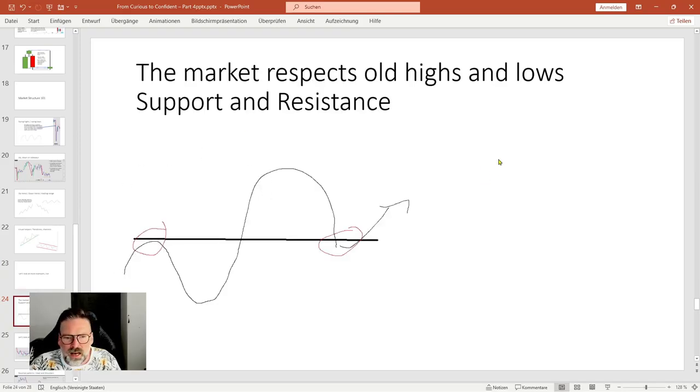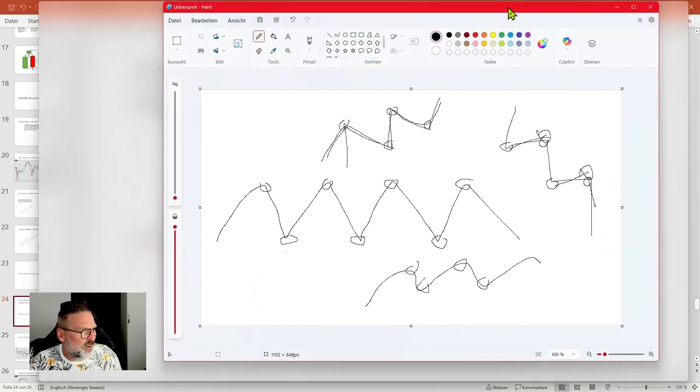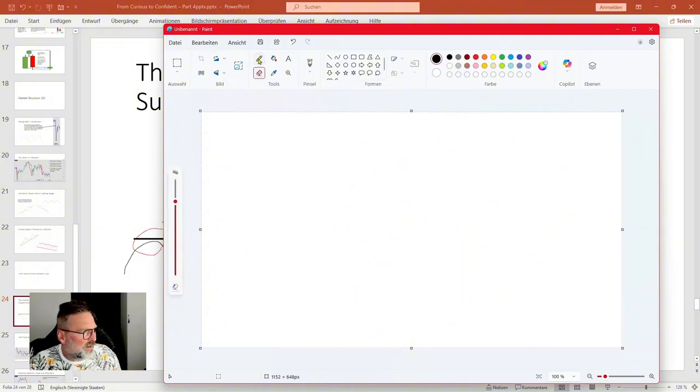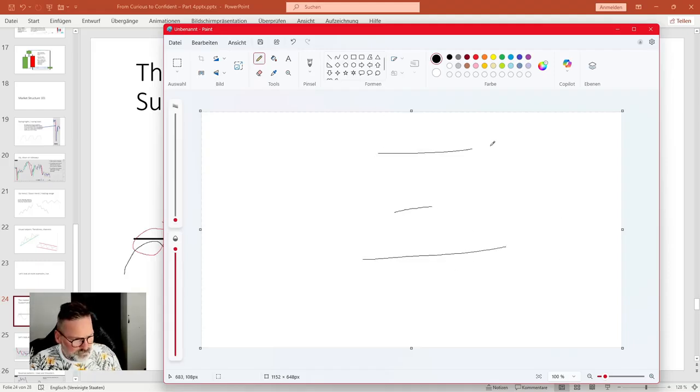Now, the market respects old highs and lows, and we call that support and resistance. So what's the difference between support and resistance? Honestly, to this day I still get confused. The way I define it for the sake of a beginner video is that when price trades here, everything below is support, everything above would be resistance.